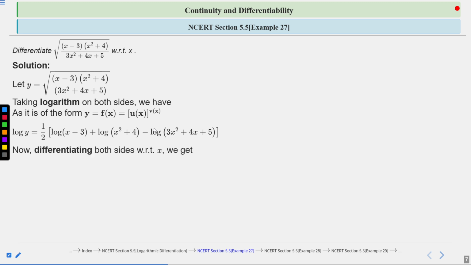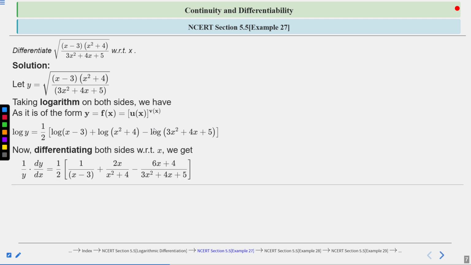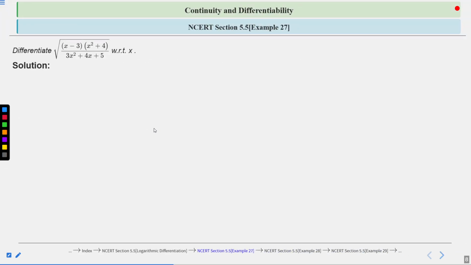Now differentiating both sides with respect to x, we get (1/y) dy/dx = 1/2 into [1/(x minus 3) plus 2x/(x square plus 4) minus (6x plus 4)/(3x square plus 4x plus 5)], right? This will be the differentiation of this by taking logarithm. Or we can write it as dy/dx = y/2 into [1/(x minus 3) plus 2x/(x square plus 4) minus (6x plus 4)/(3x square plus 4x plus 5)].